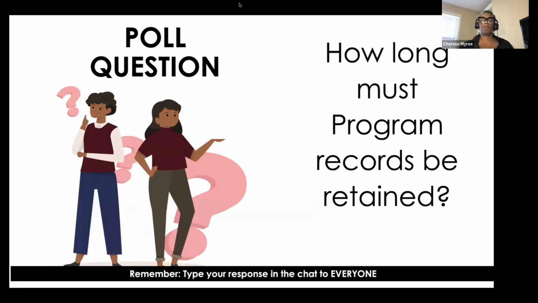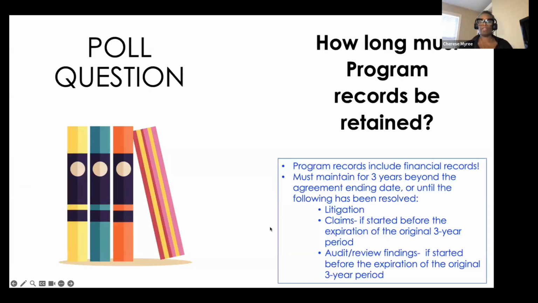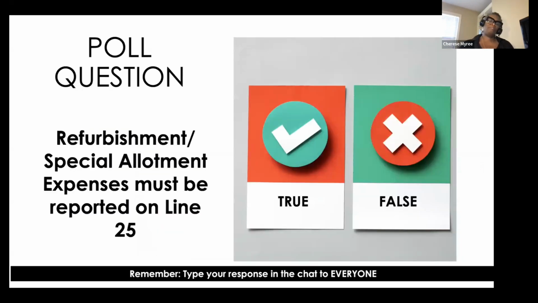How long must program records be retained for the program? Very good. 3 years beyond the agreement ending date or until any of the following situations are resolved, if applicable. So if there's litigation or claim or audit or AUP findings, that period is extended. Great job. So, I think this is our final poll question, which is true or false. Refurbishment and special allotment expenses, if you get additional funding, are they supposed to be reported on line 25? True or false?